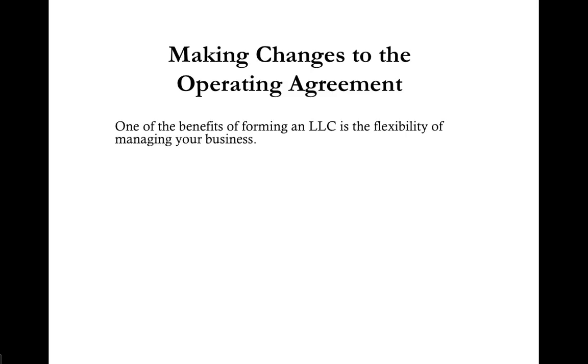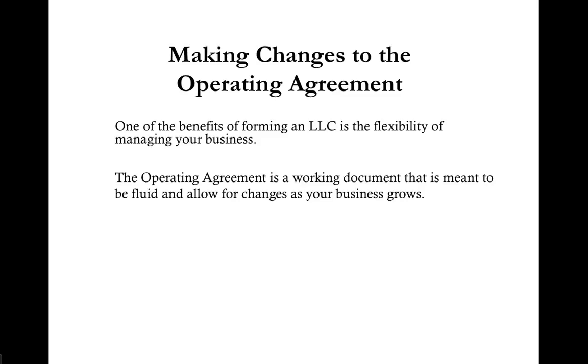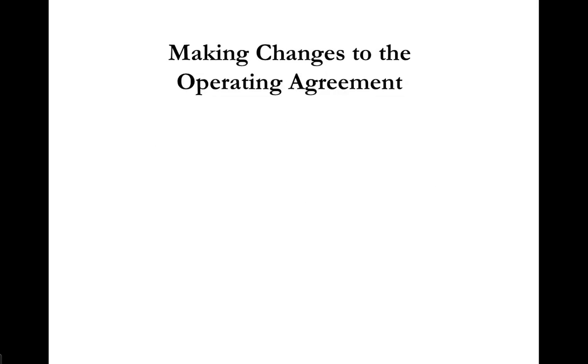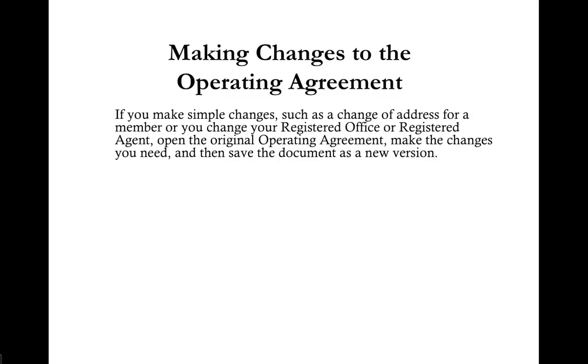One of the benefits of forming an LLC is the flexibility of managing your business. The operating agreement is a working document that is meant to be fluid and allow for changes as your business grows. If you make simple changes, such as a change of address for a member, or you change your registered office or registered agent, open the original operating agreement, make the changes you need, and then save the document as a new version.